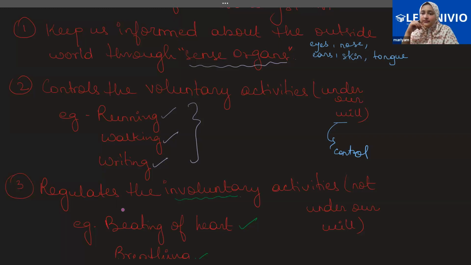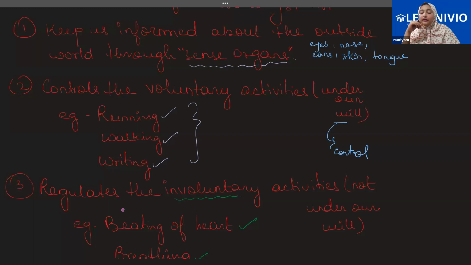Voluntary activities are basically the activities which we can control, anything that you can control. You can close your eyes, that is under your control. You can run, walk, right? So all of these activities that you can actually control are also controlled by the central nervous system.